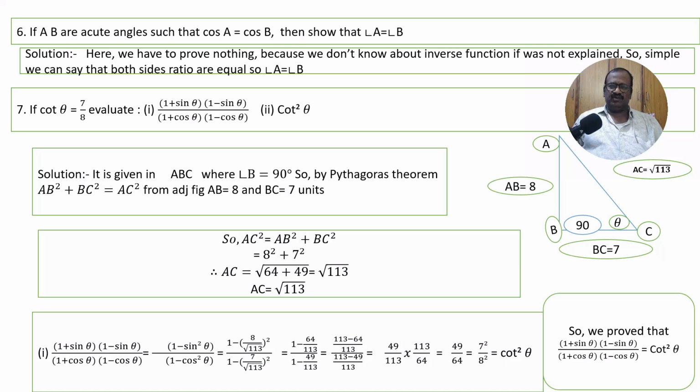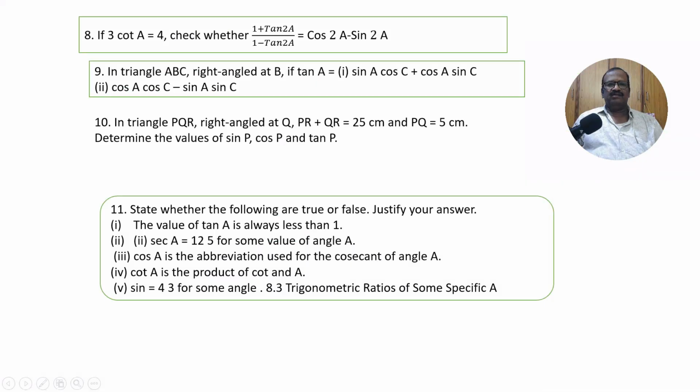It takes only 2 days. The next level is similarly some of the problems. If 3 cot A is equal to 4, check that (1 plus tan square A) by (1 minus tan square A) is equal to cos square A minus sin square A. Here we know that cot A.